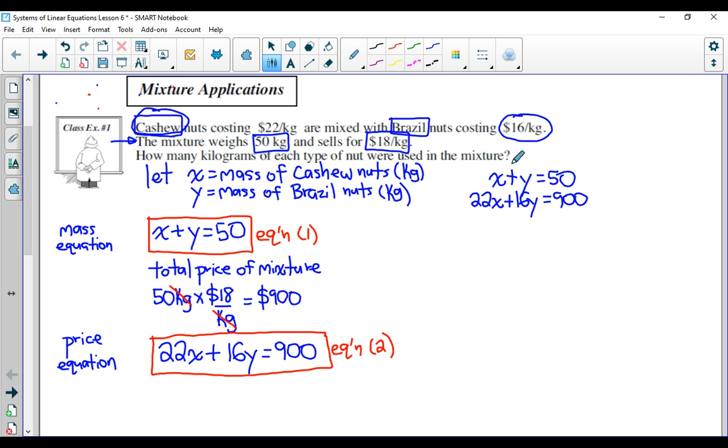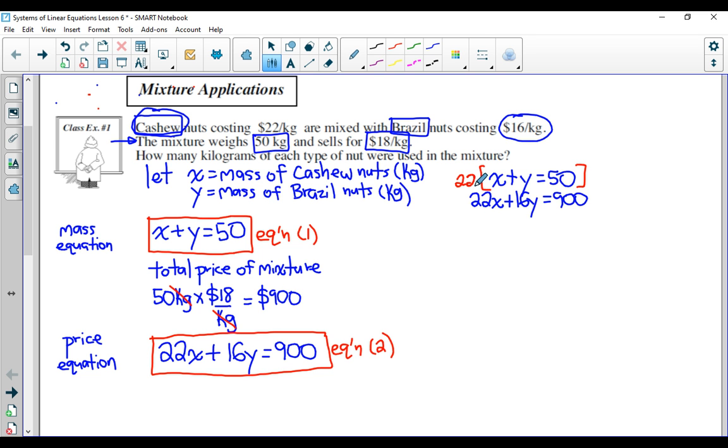Now, if you add or subtract them right now, you're not going to eliminate any of the variables. So if I want to eliminate x or y, you have 2 choices. If you want to eliminate x, I'd multiply both sides of the equation by 22 and then subtract. If you want to eliminate y, you'd multiply both sides of the equation by 16 and then you'd subtract those 2 equations. I'm going to eliminate x.